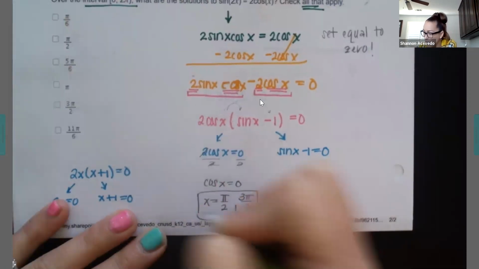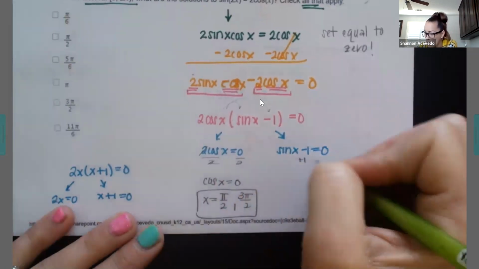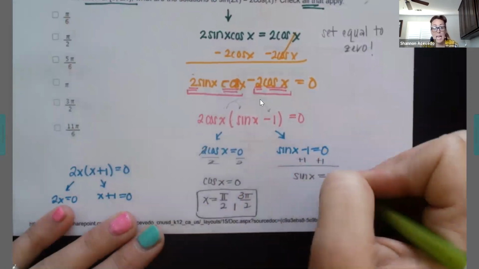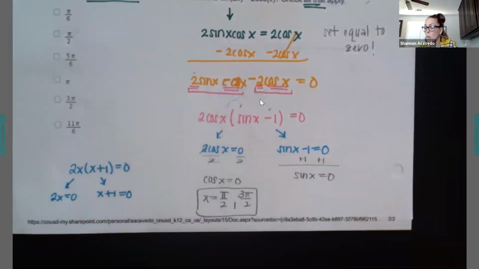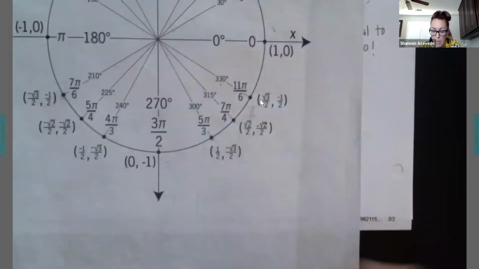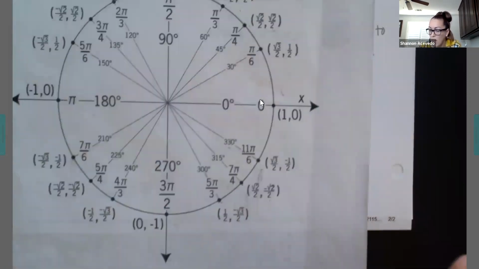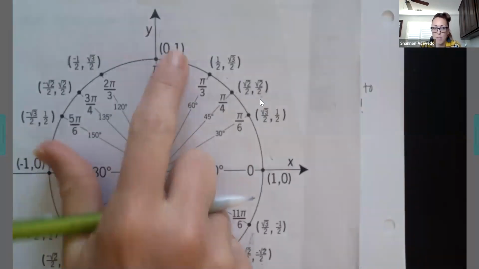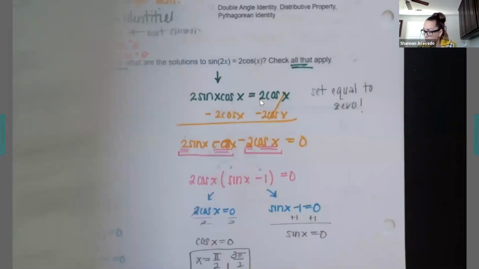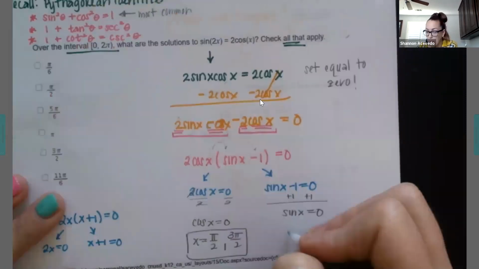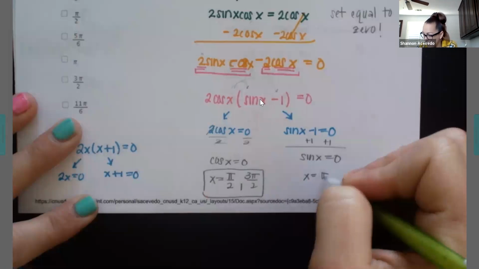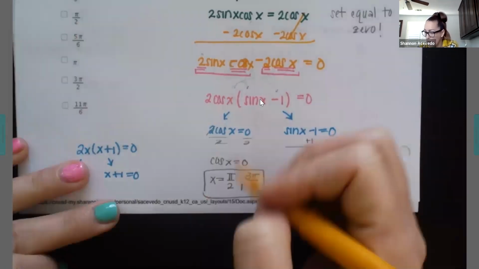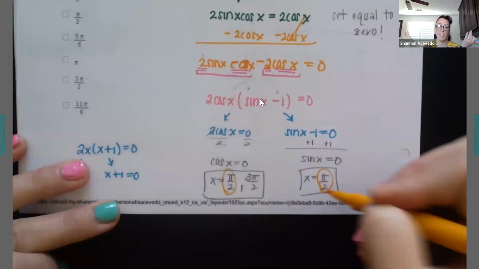But I also have this piece right here where I'm going to add 1 to both sides, and I have sine of x is equal to 1. So when is my sine value a value of 1? That's talking about my y value. So I look for my y value to be 1, and it only happens here at pi over 2. So in this case, x is equal to pi over 2, which, look, these two happen to be the same. That's okay. You just need to write it in your final answer once.